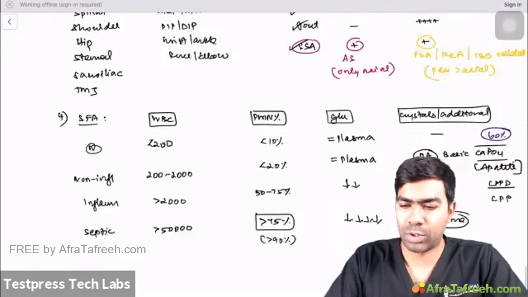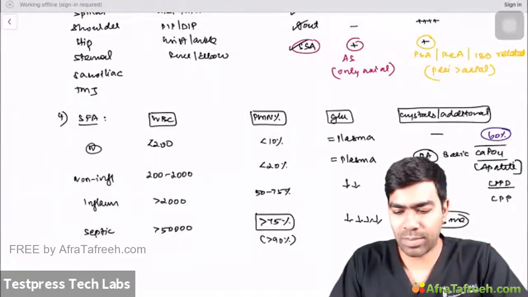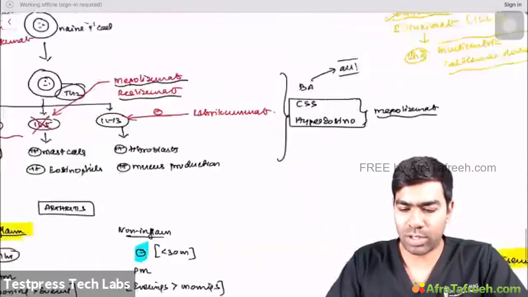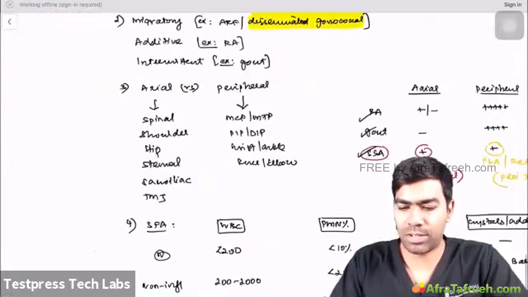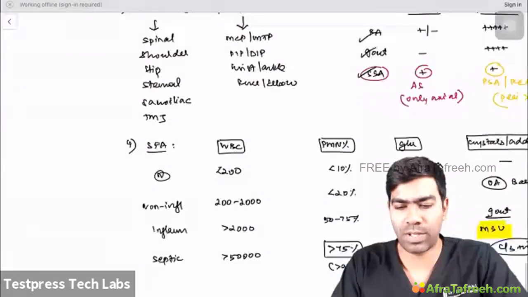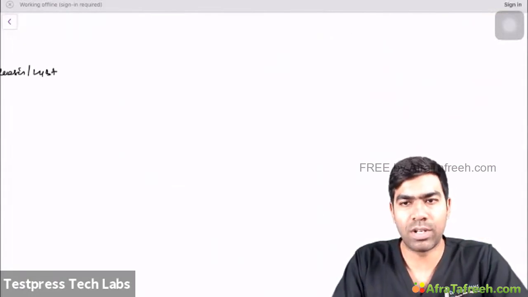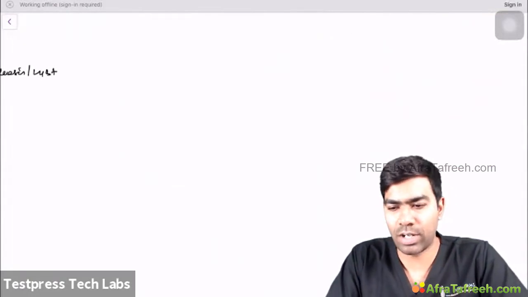Okay, so these are going to be the synovial fluid analysis findings depending on whether it's inflammatory or non-inflammatory. So these are the four approaches I've told you: whether it's inflammatory or non-inflammatory, whether it's migratory, additive or intermittent, whether it's axial or peripheral, and what the finding on synovial fluid analysis is. That itself will give you a good idea about what kind of arthritis you're dealing with.